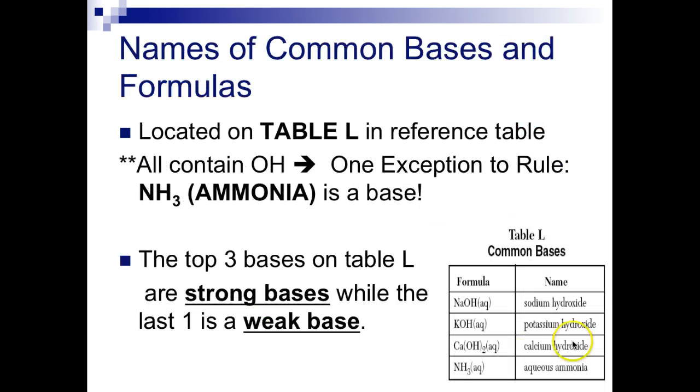Names of common bases. They are found in table L on your reference packet. They all contain OH except one. Ammonia is a base, but it doesn't contain OH. The top 3 are strong bases, so NaOH, KOH, and calcium hydroxide, or Ca(OH)2. Those are strong bases, and the weak base would be your ammonia on the bottom.